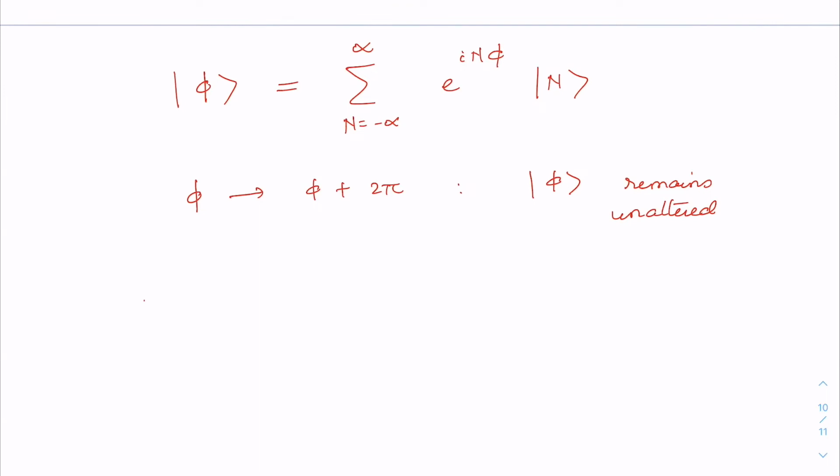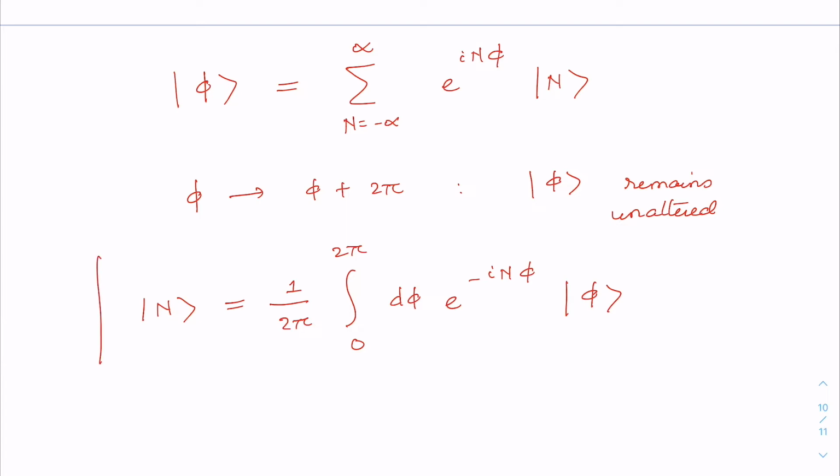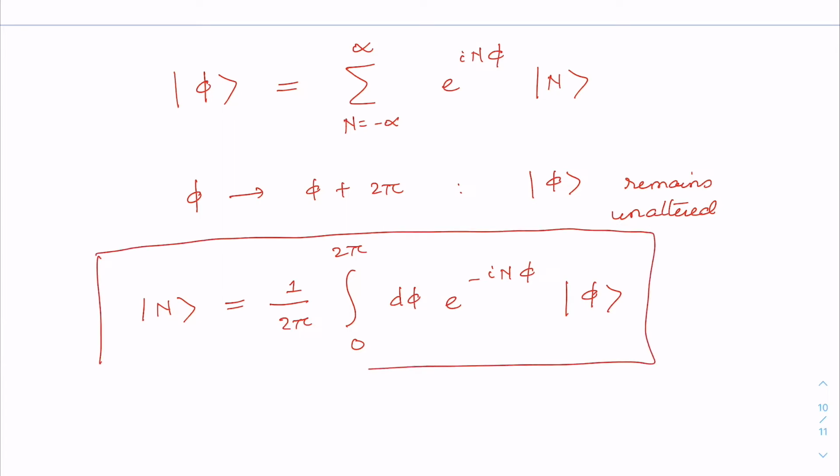Conversely, we can define the number ket as |n> = 1 by 2 pi, integral from 0 to 2 pi d phi e to the power minus i n phi |phi>. So in terms of this phase basis, we can write the number state basis as well.